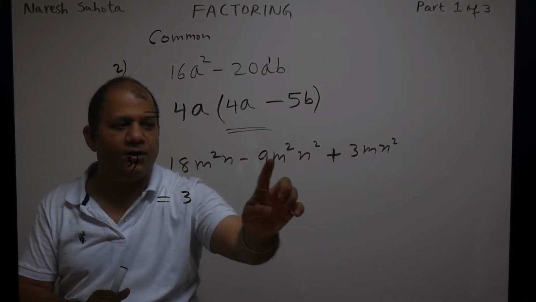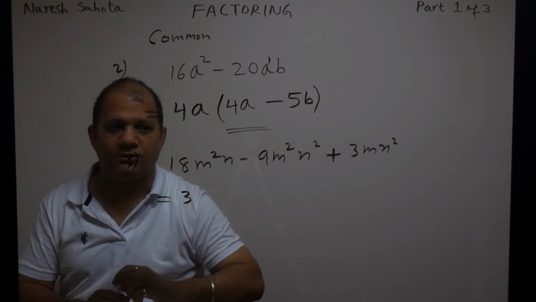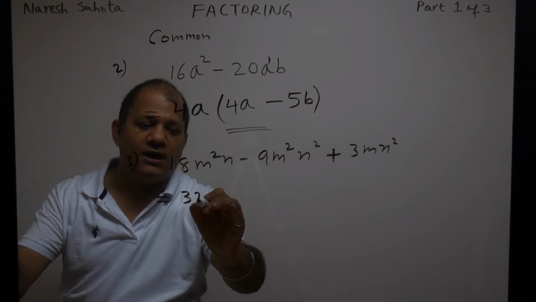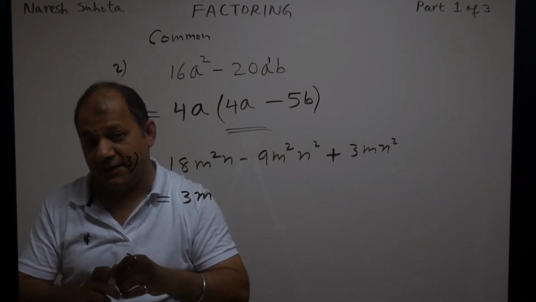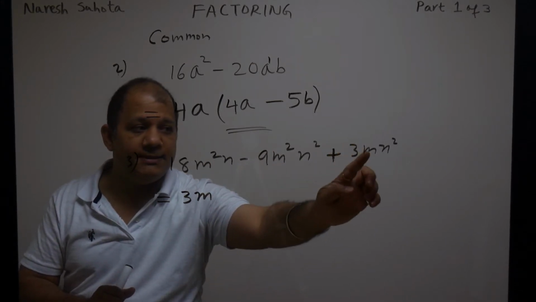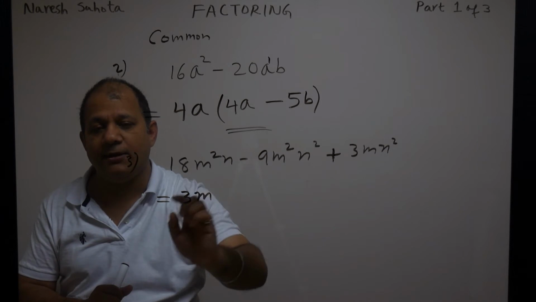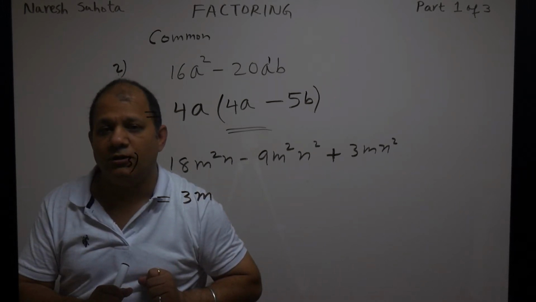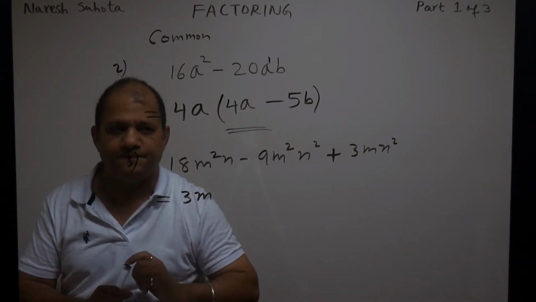Does m appear in all three terms? Yes, it does. So it's common. So what's the smallest exponent? This is m squared, that's m squared, that's m to the 1. So I'm going to take out m with the lowest exponent, so that's m to the 1.